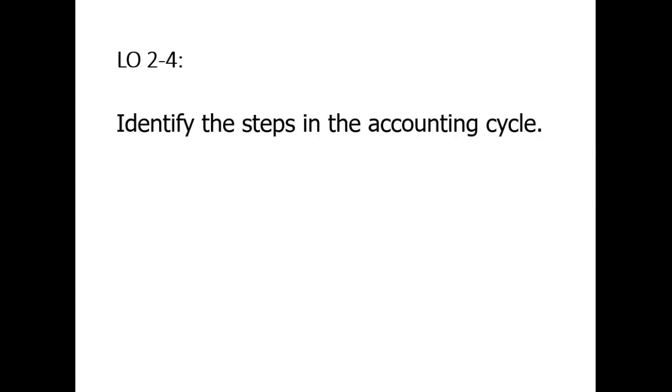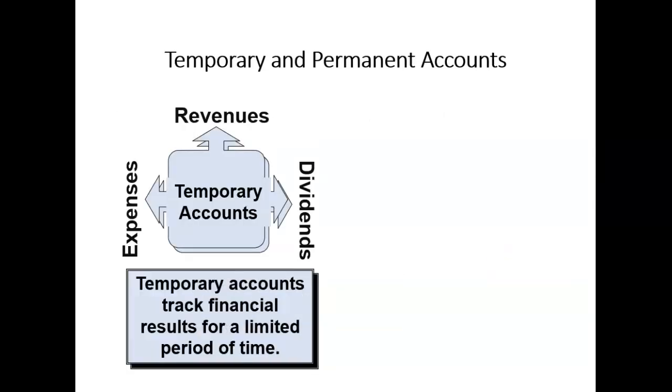We're going to cover next something known as the accounting cycle, which is a series of steps that will take place during the accounting period. But first, recall in chapter 1, we talked about how certain accounts are temporary while other accounts are permanent. If an account is temporary, that account only shows information for that specific accounting period.